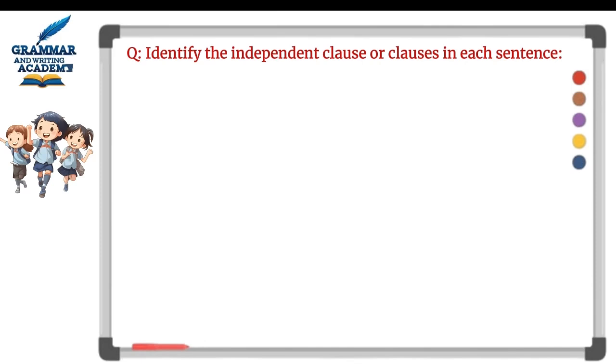In just a moment, we'll show you 5 sentences that use subordinating conjunctions, relative pronouns, coordinating conjunctions, and semicolons. Your task is to identify the independent clause or clauses in each sentence. Let's start. 1. I will go to the store if it stops raining.